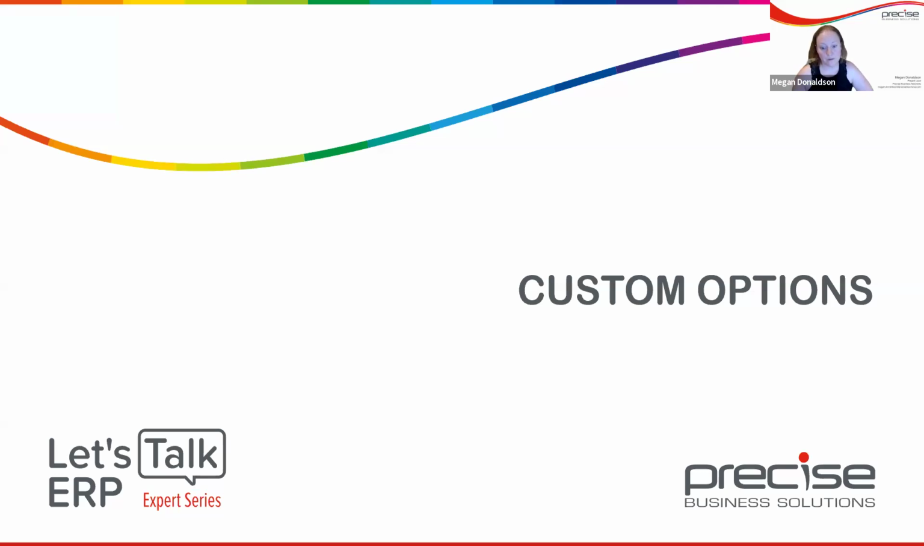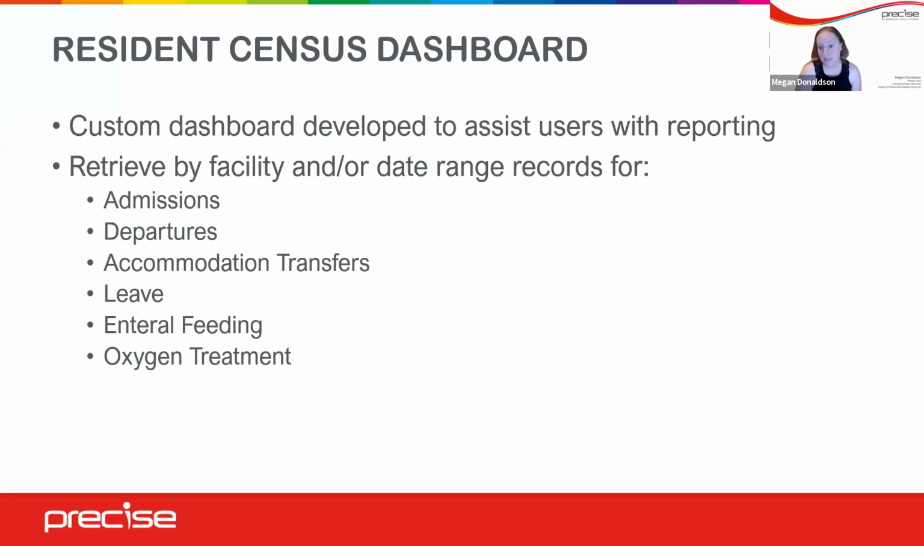Alrighty. Moving on to custom options. So the resident census dashboard. Now, this is a custom dashboard that actually started out as a customer raised requirement, and it was over 5 years ago now. It was a requirement that they wanted to see the admissions, departures, transfers, and then the clinical information like leave, enteral feeding, and oxygen, all in one place. Okay, being able to filter that by what facility or village it is and date range. So I want to see all the records in this time frame.